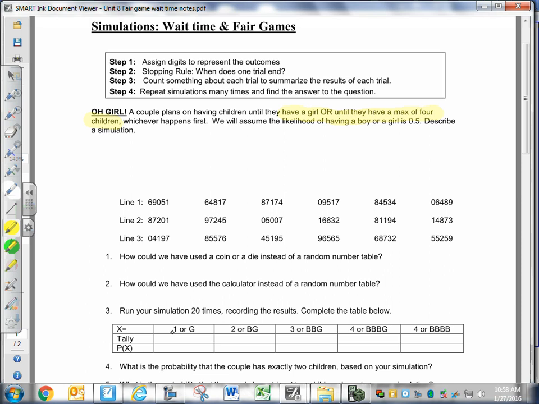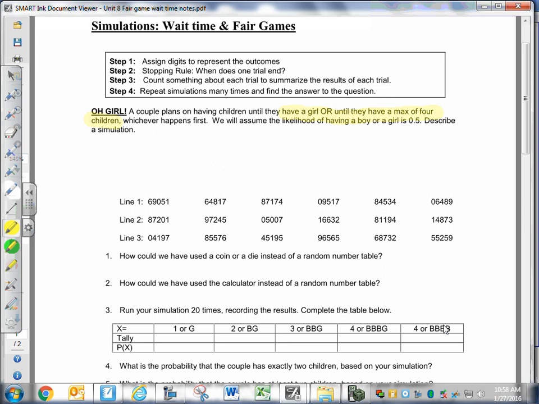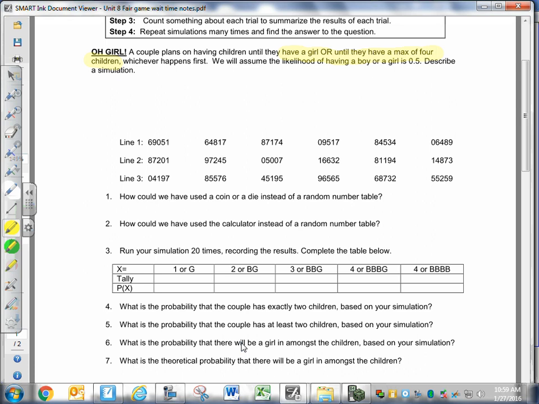Okay? 5 total possibilities. The question we're asking is, what's the probability that we have maybe 2 kids? Maybe what's the probability that we have at least 2 kids? What is the probability that we will have a girl? We'll be able to calculate the theoretical probability of us just having a girl, okay? So, simulation. Step 1 is always to assign.